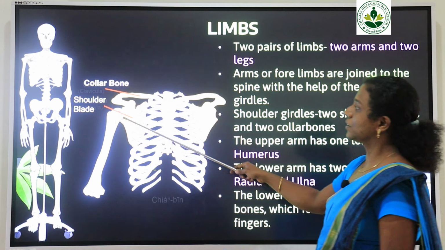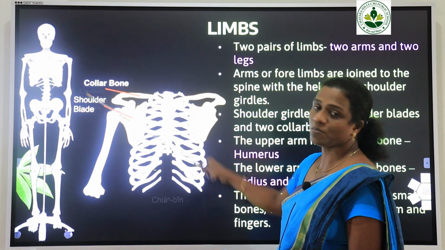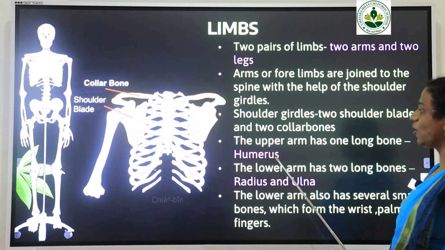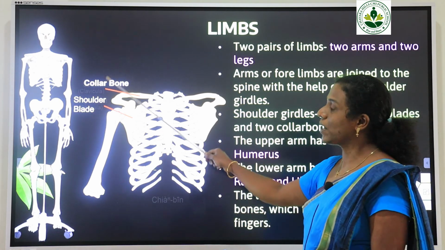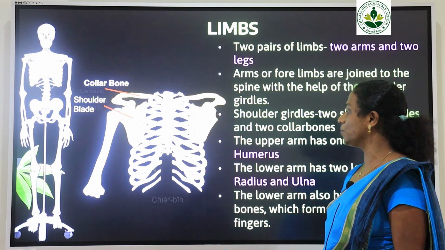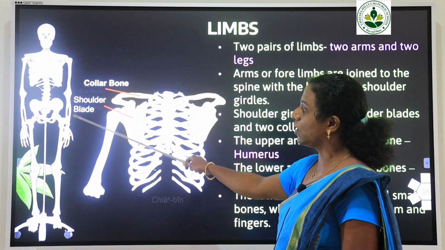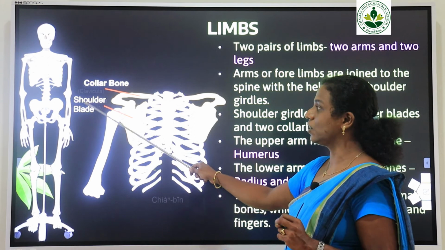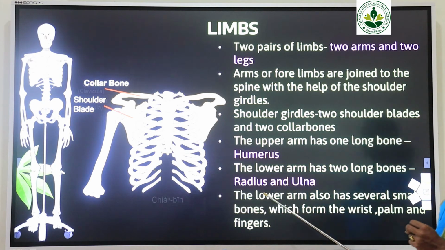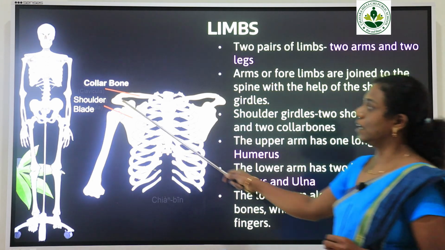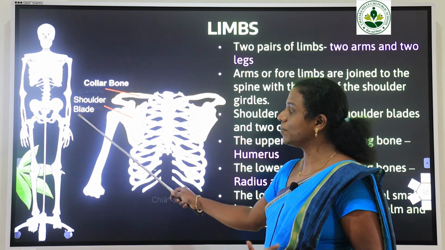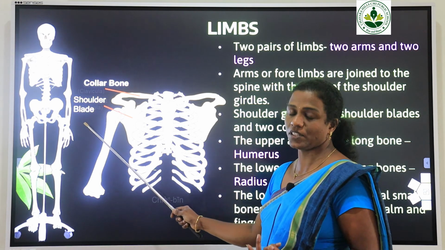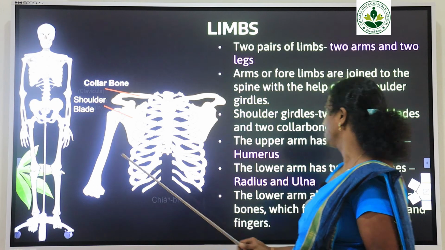If you look closely, you can see that the upper arm has a long bone. It is known as the humerus. The lower arm has two bones, and their names are radius and ulna. So the upper arm consists of a long bone known as the humerus, and the lower arm has two bones, the radius and ulna.